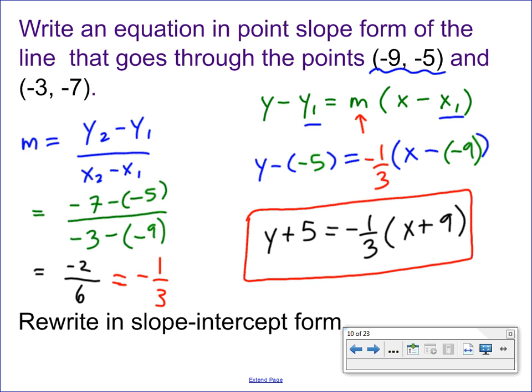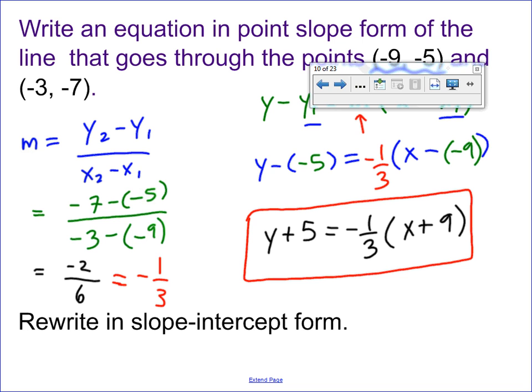All right. Lastly, let's go ahead and rewrite in slope-intercept form. So how can we rewrite this in slope-intercept form? That would be solve for y and rewrite y equals mx plus b. Let's go ahead and do that now.